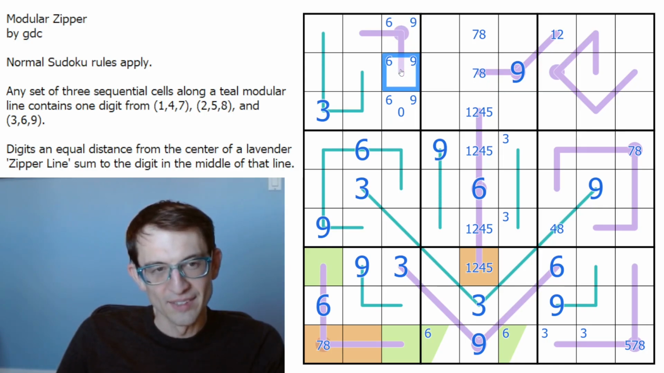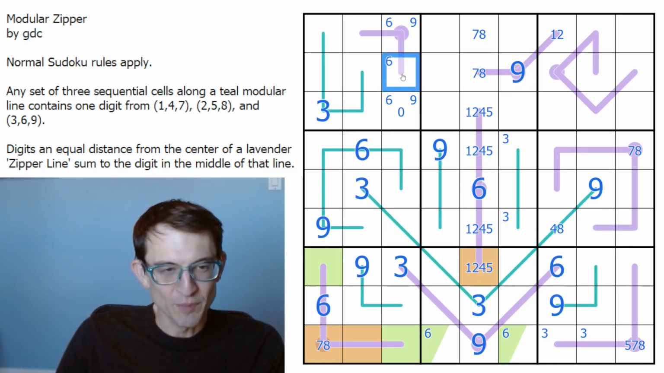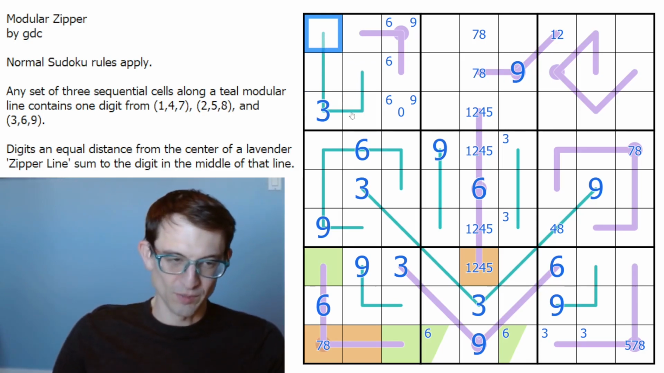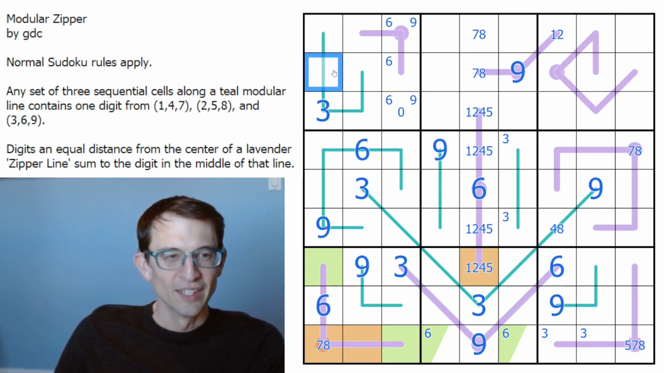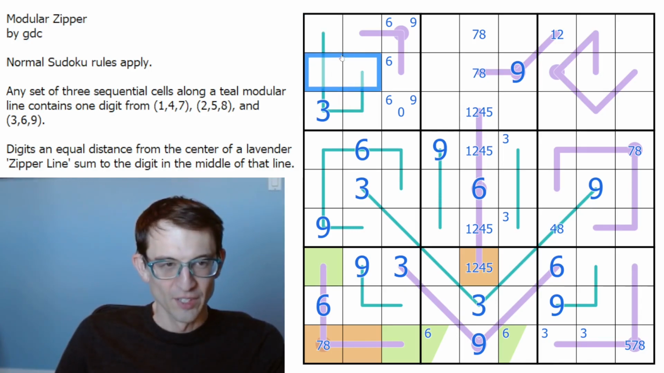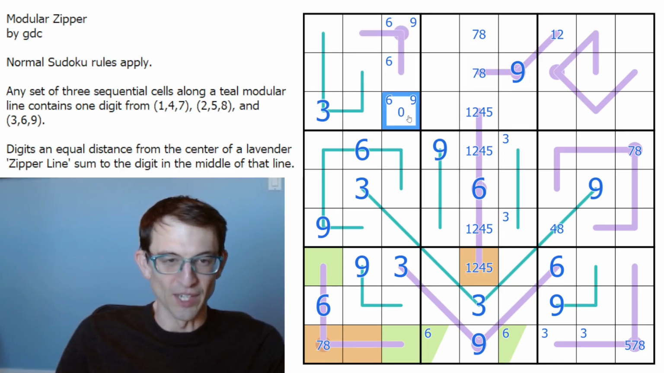I think this can't be 6 or 9. Well, it's not 9 for sure. I don't think it's going to be 6 either, right? So what happens if this is 6? Now remember that these modular groups, whatever group this is, whether it's green or orange, also is here. This one is also here. So 2 of them are taken. So whatever group this is has to show up in one of those 2 as well. Not here because that's 6 or 9.